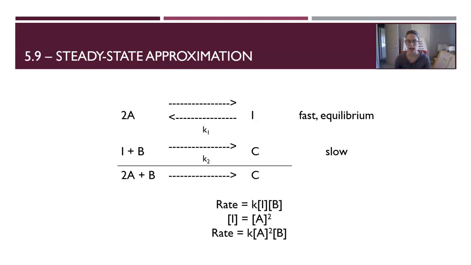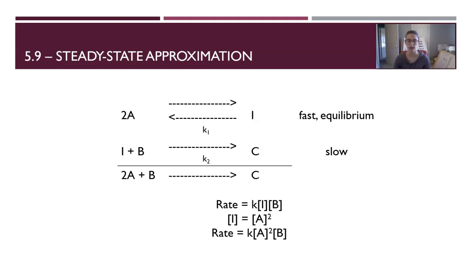Since we can't include I, our intermediate, in a rate law, we're going to look at our equilibrium step. Our equilibrium step says that the rate that A disappears, which would be the concentration of A squared, is the same as the rate that I appears. So this means that we can substitute A squared in for I, because the rate of I is the rate of A squared disappearing. So when we make that substitution, we end up with an overall rate law of rate equals k times A squared times B.